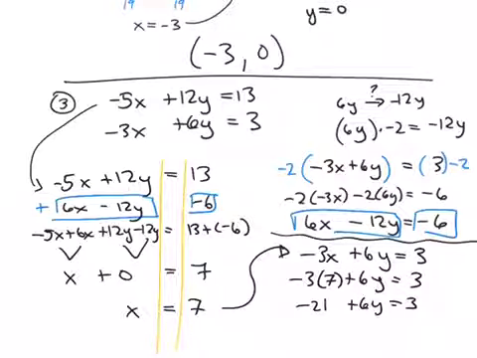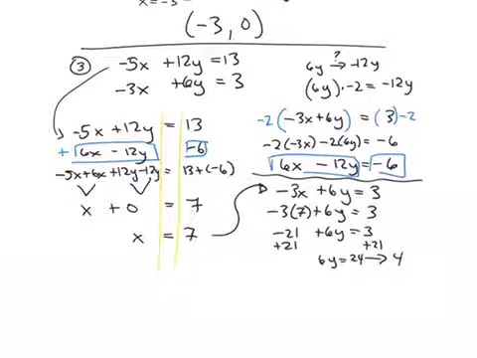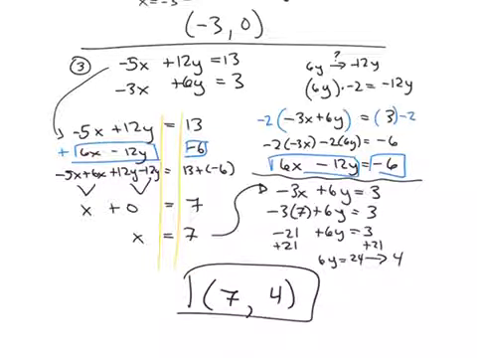Adding 21 to both sides, I get 6y is equal to 24, and 6 times 4 will make 24, and so my answer in this case is I think that the solution to the system of equations is the ordered pair 7, 4. Okay? Number 4, I'll leave you to do yourself.